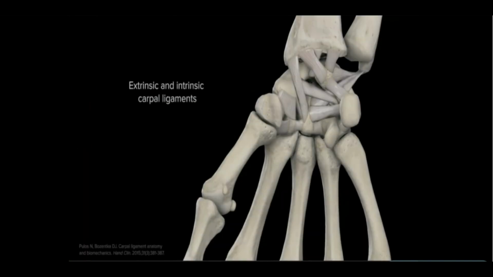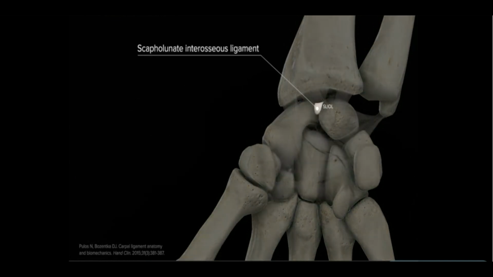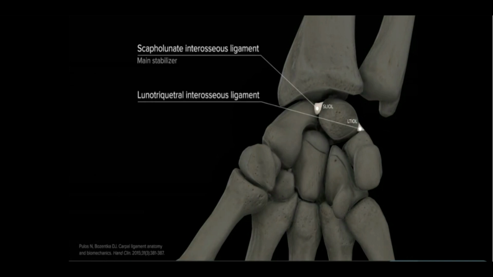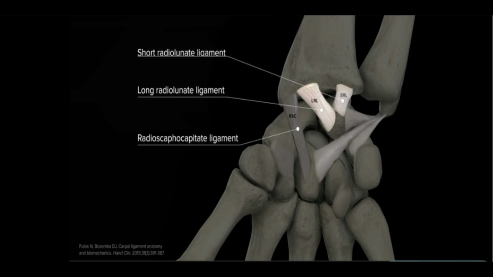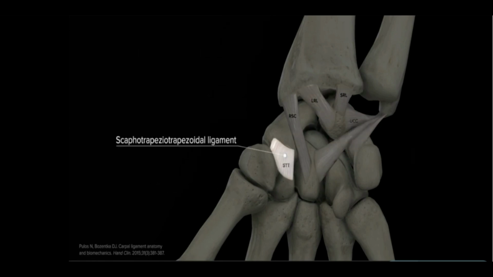There are important extrinsic and intrinsic ligaments that insert and act upon the scaphoid directly. The scapholunate interosseous ligament is known to be the main stabilizer, and the lunotriquetral interosseous ligament also plays an important role in carpal stability. We see the radioscaphocapitate ligament originating from the radius with fibers inserting into the scaphoid and onto the capitate, along with the long and short radiolunate ligaments and the ulnocarpal complex. Secondary stabilizers include the scaphotrapezio-trapezoidal ligament with other numerous carpal ligaments.